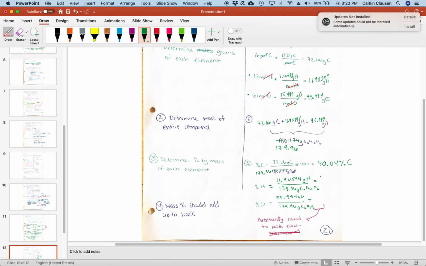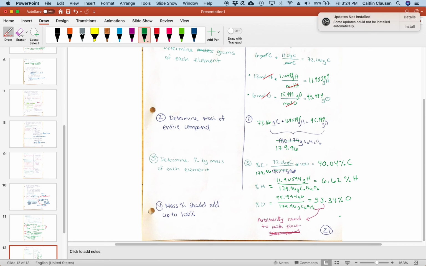And then 4 divided by 179.6 times 100. Here I get 6.62% hydrogen. And here I get 53.34% oxygen.